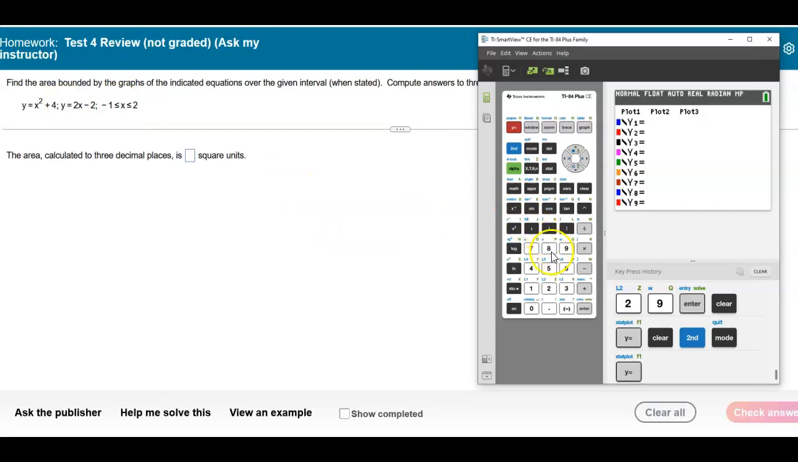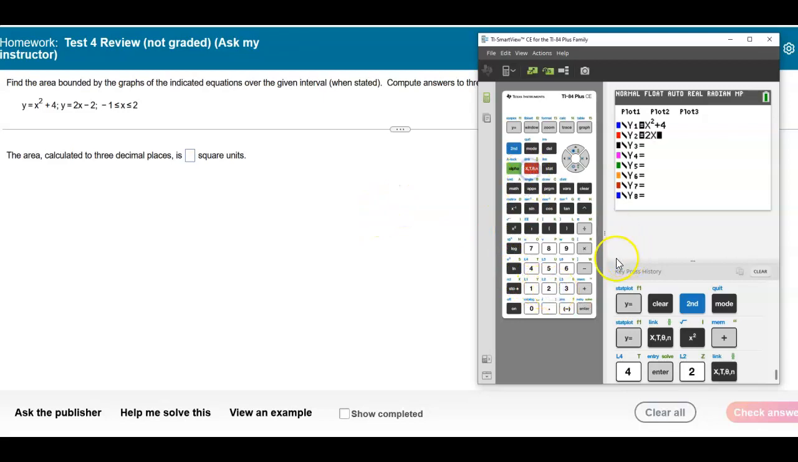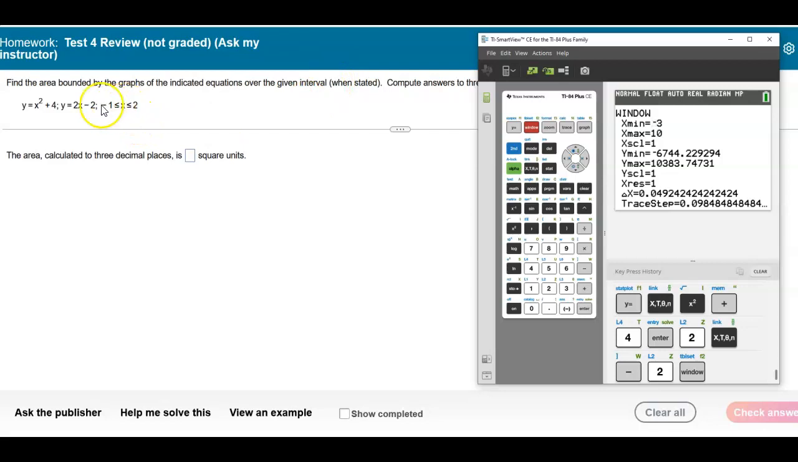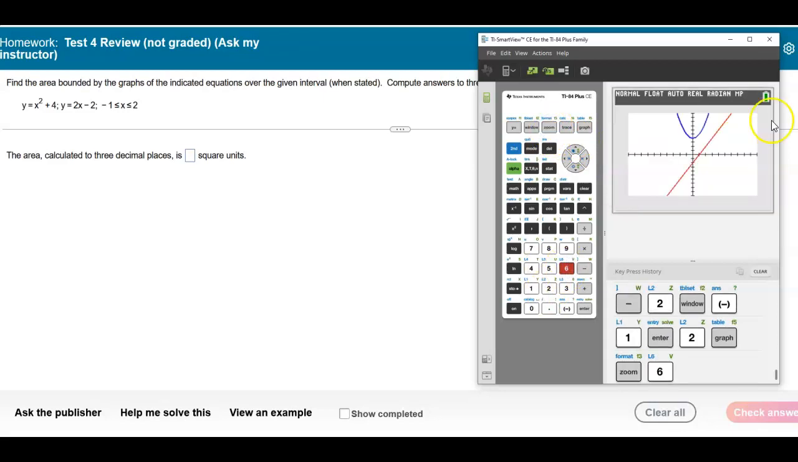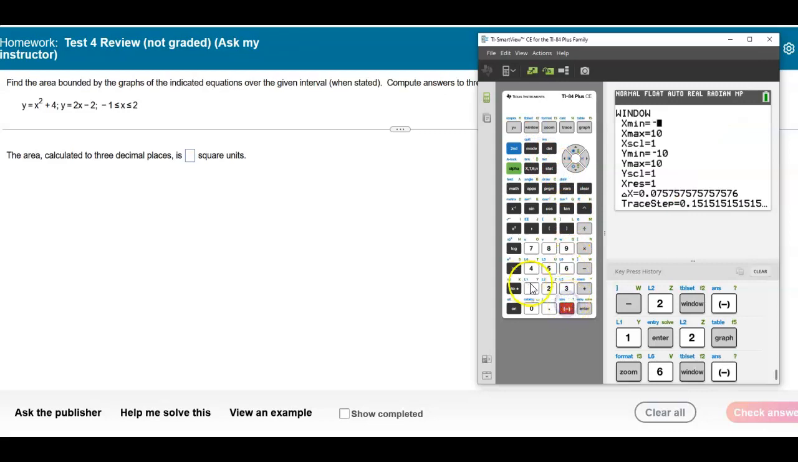The first thing I would do is graph this. Let's put that first equation in, x squared plus 4, and the second equation is 2x minus 2. To get a better window, I'm going to use my window key and use these x values to set it up, from -1 to 2. I'll change my x minimum to -1 and my x max to 2, and I won't mess with my y's yet. I might end up having to. Let's go ahead and graph this. It definitely looks like we need to go back to a standard window, and then go from -1 to 2.